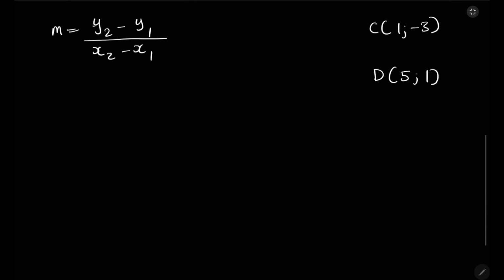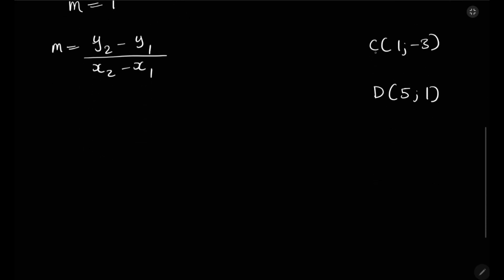Okay, now let's label our points so that we don't make any mistakes when substituting. You can use C as point 1 and D as point 2. We have 1 here, which is our x, and -3, which is our y. We have 5, which is your x, and 1, which is your y. So these are under point 1, so this is x1 and y1, that is x2 and y2.